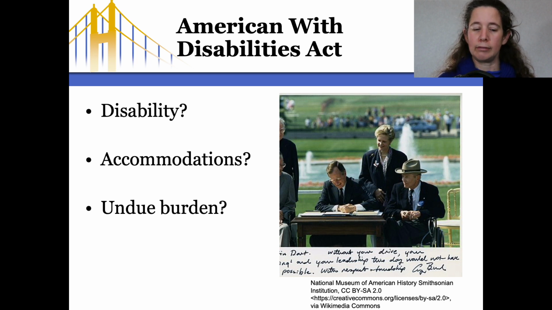The third part is what's an undue burden? And in this context, in the Americans with Disabilities Act, it's a pretty high burden. It has to be significantly burdensome for the workplace before you can get out of it. As I'll say in a moment, for religious exemption, it's different.